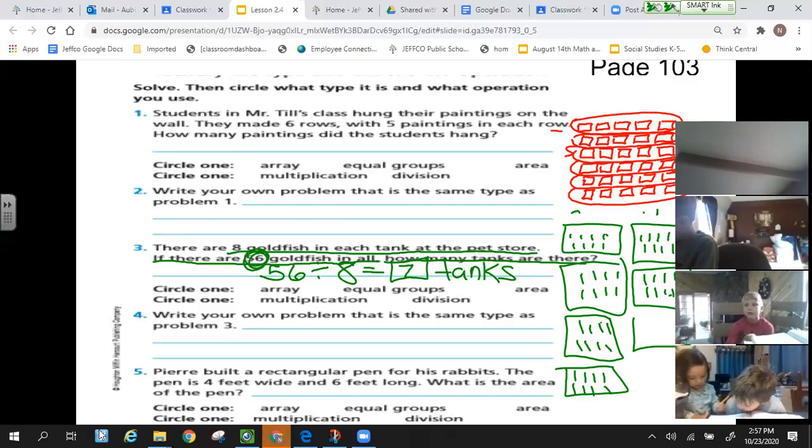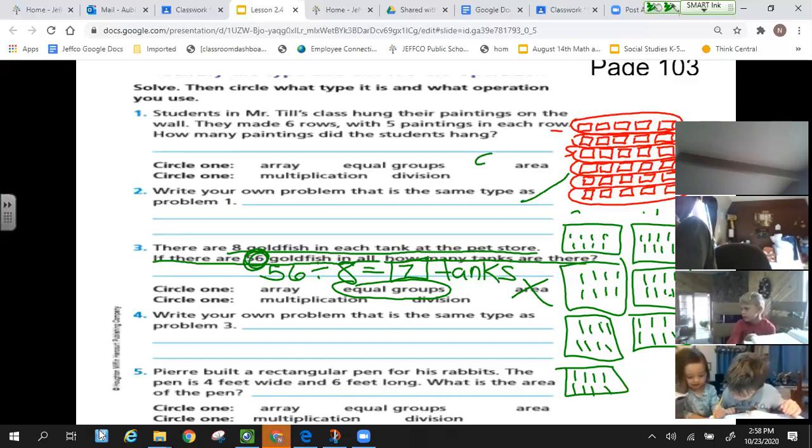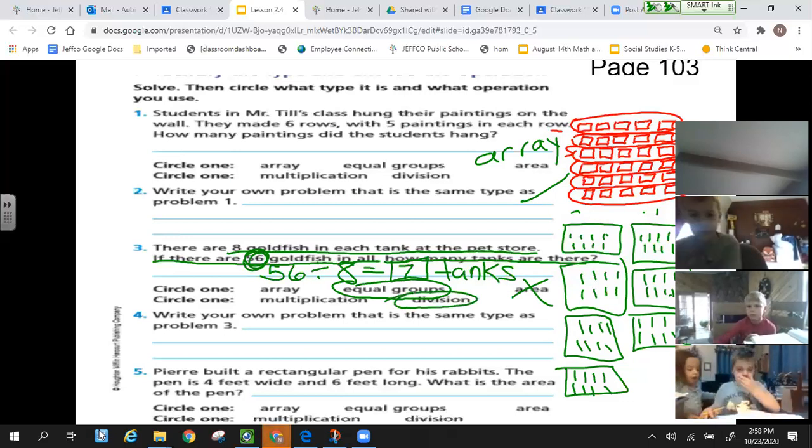What are these? These are not, this is not an array. What is it? I heard it. It is equal groups. I'm not talking about area. There's nothing about length and width. It is not this. This is an array. This one was equal groups. And was it multiplication or division? It was division. Okay, so now you are going to have a total.